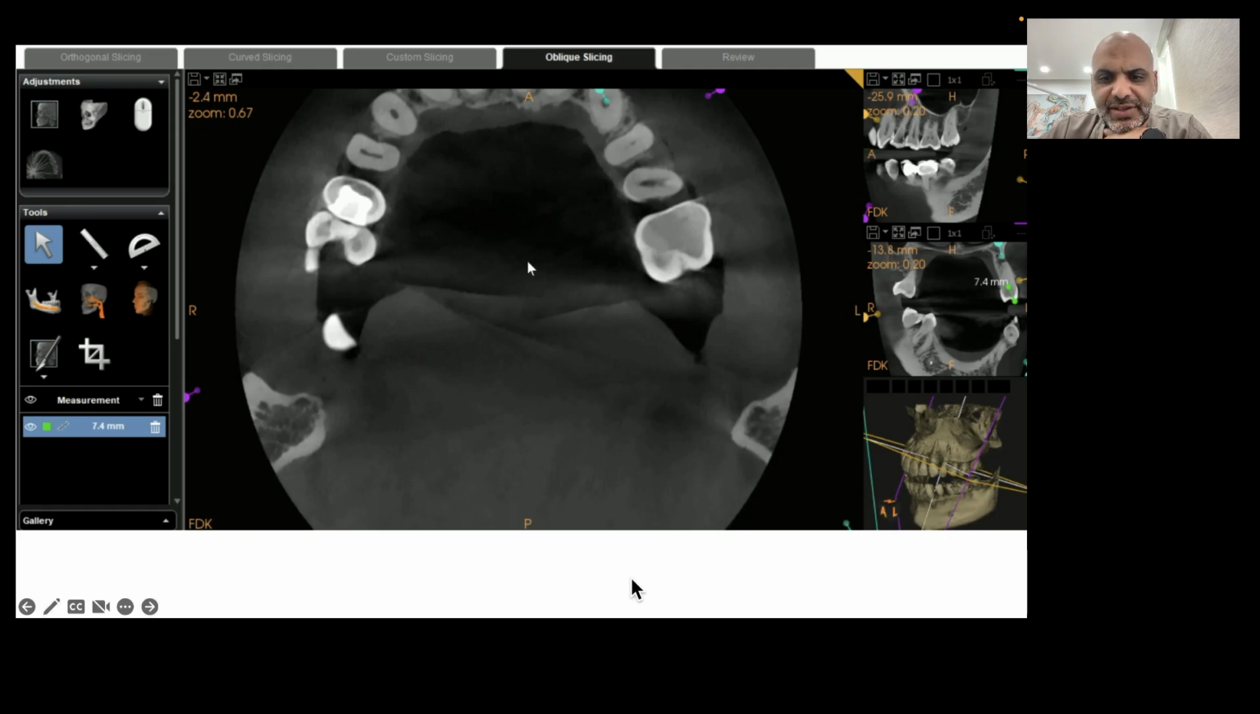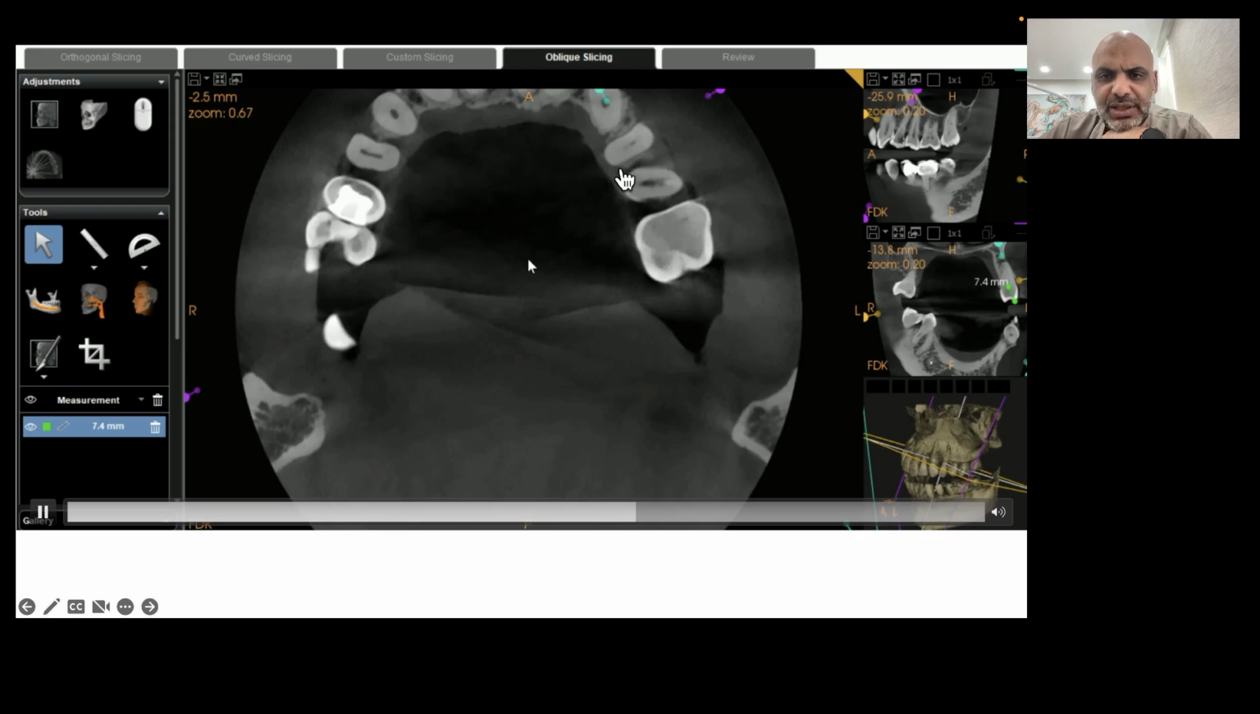So we further assess the anatomy. We can see that there are two canals in a ribbon shape, and the two canals are in one lumen, so it looks like a ribbon-shaped canal.